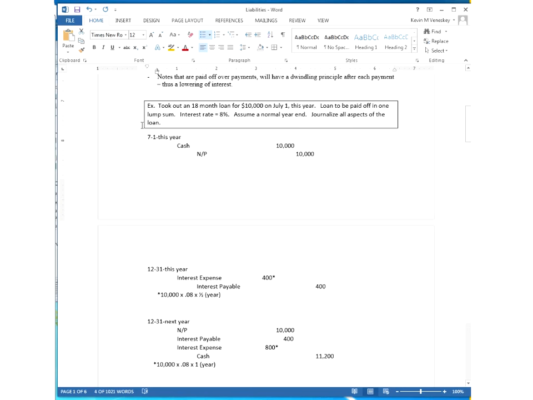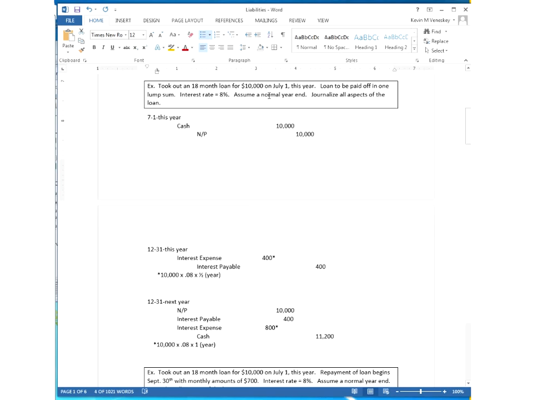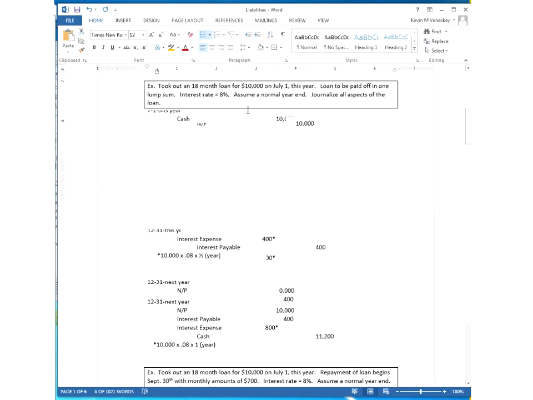Our first example here is going to be looking at lump sum repayments. So we're not making any payments until the very end, and I pay everything off, including the interest. So I took out an 18-month loan for $10,000 in July, and the loan is to be paid off in 18 months, so that would be next December of year 2. Our interest rate is 8% and a normal year end. That normal year end means I need to do an adjusting entry to show how much interest is accrued for the first 6 months.